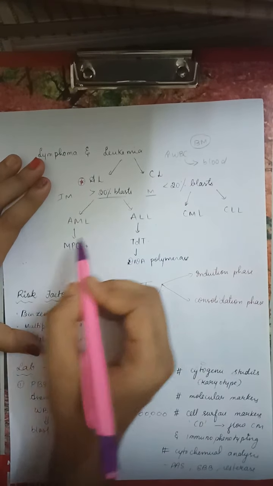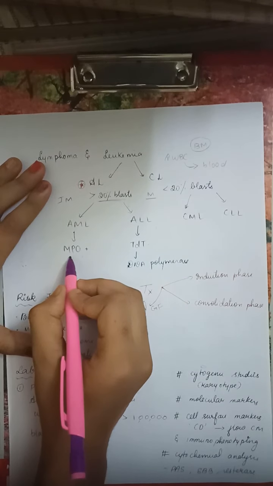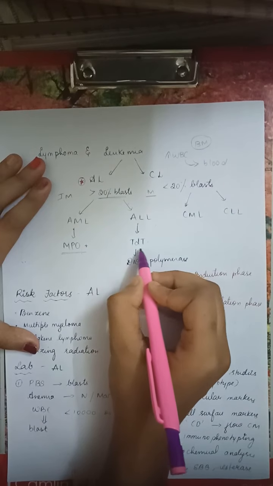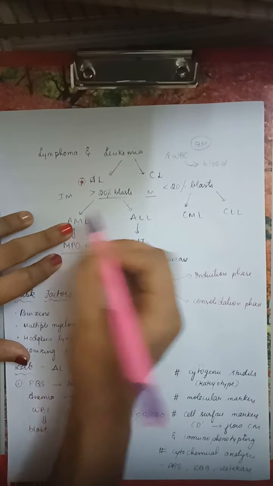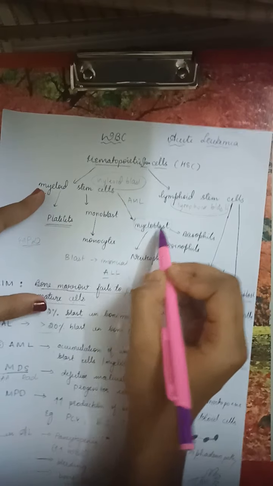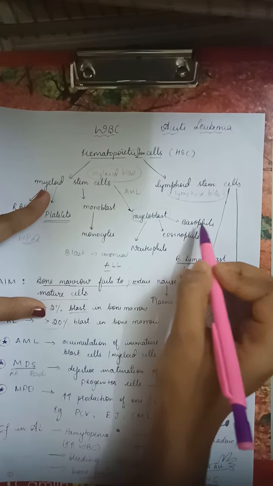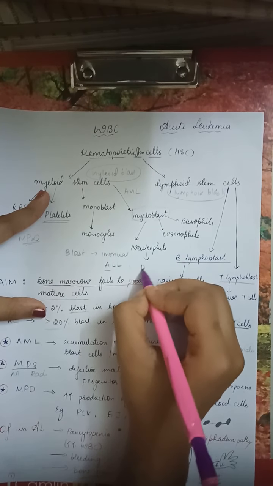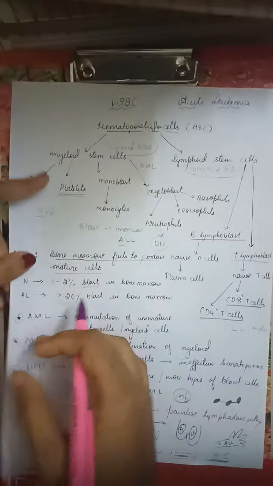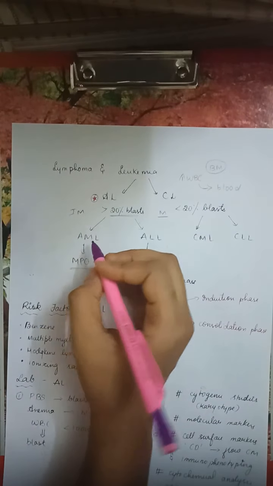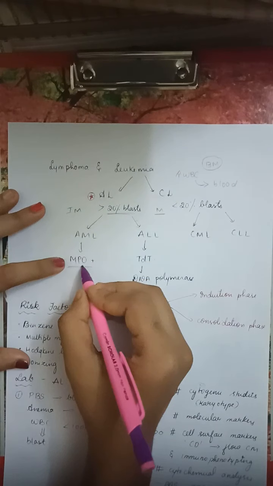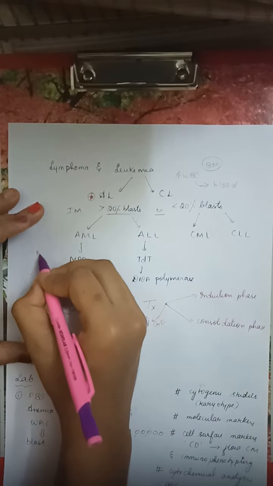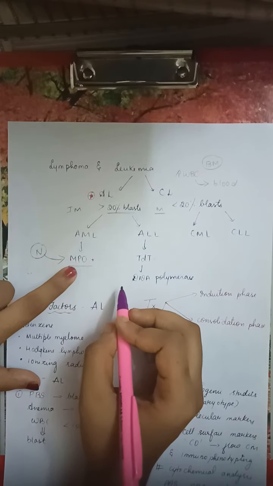In AML, remember one important feature: it is myeloperoxidase positive, and in ALL, it is TDT positive. AML is because of the myeloblast. So there will be an increase in immature neutrophils, eosinophils and basophils. Neutrophils will produce myeloperoxidase. Therefore, AML will be myeloperoxidase positive.